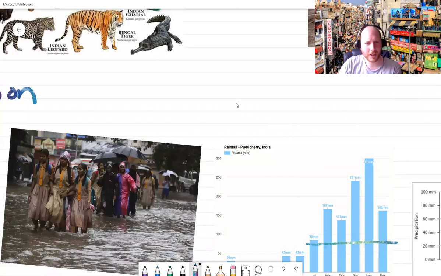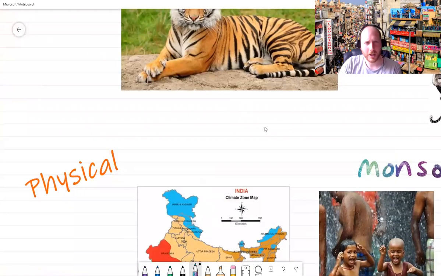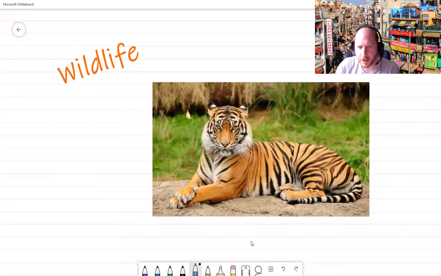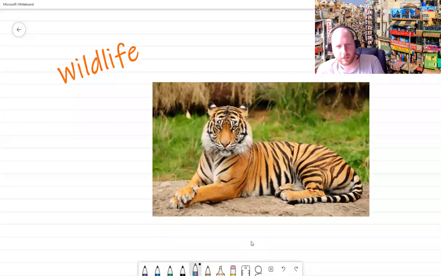Let's have a look at some of the wildlife. So India's national animal is this beautiful creature here. This is a Bengal tiger. Really, really beautiful creature. Quite dangerous, of course.